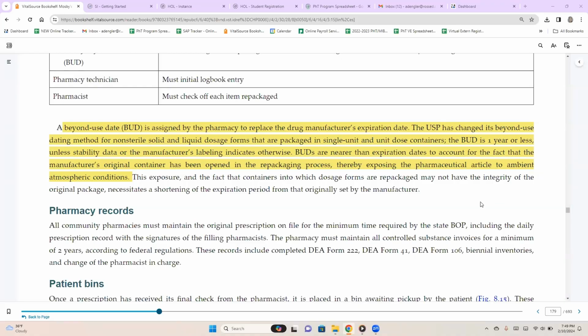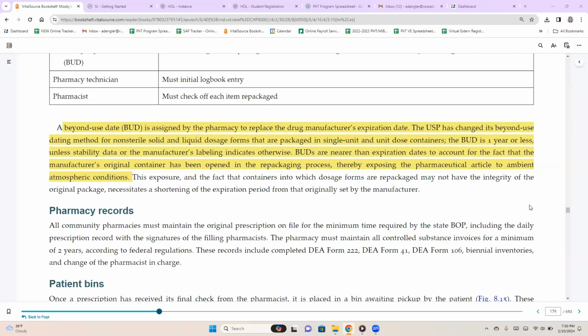A beyond use date is assigned by the pharmacy to replace the drug manufacturer's expiration date. The USP has changed its beyond use date method for non-sterile solid and liquid dosage forms that are packaged in single unit and unit dose containers. The BUD is 1 year or less unless stability data or the manufacturer's labeling indicates otherwise. BUDs are nearer than expiration dates to account for the fact that the manufacturer's original container has been opened in the repackaging process, thereby exposing the pharmaceutical article to ambient atmospheric conditions.